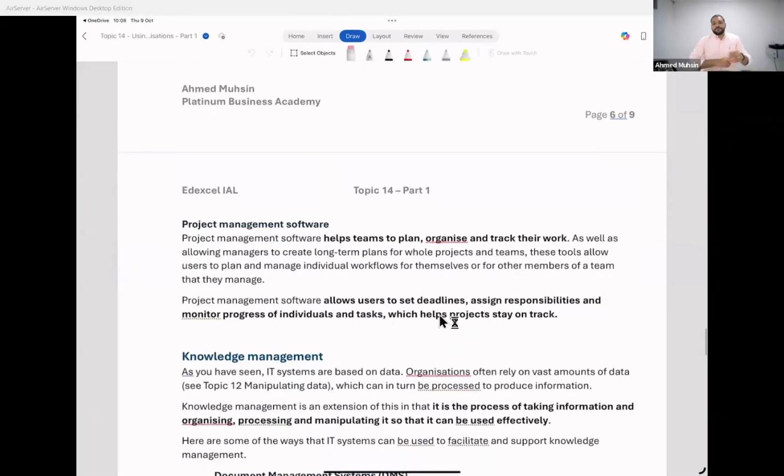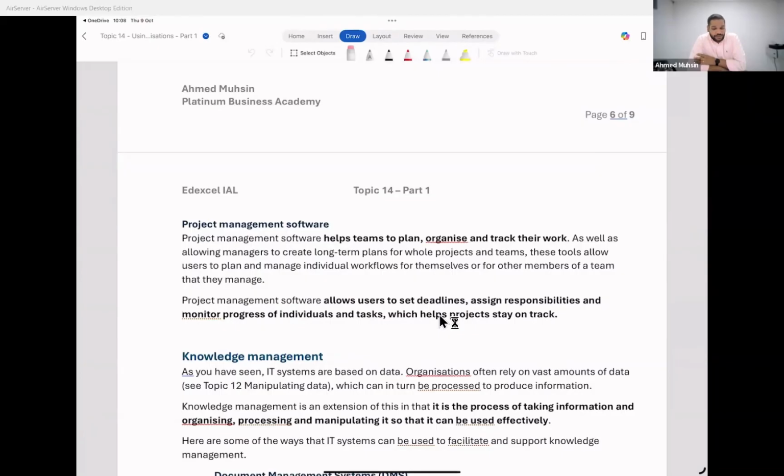Can you guys read this? What does project management do? It's a software, and you guys will be learning about this in detail in the next topic. How do you plan a project? How do you monitor a project? Lots of information coming in your next topic with regard to project management. So here we just describe it in topic 15. Lots of details about it.